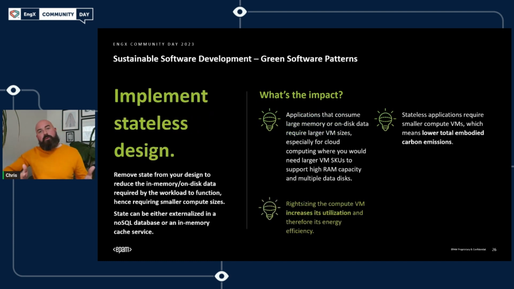Our next, a little bit more exciting and less data focused, is around stateless design. So removing state from your design to reduce that in-memory or on-disk data that's being used by the workload to function. Therefore, we'll need smaller computing sizes. So we're thinking about utilization, we're thinking about using the resources available to us. Well, if we are using a virtual machine, for example, as I mentioned at the beginning, we sometimes have lots of VMs just hanging around, aren't necessarily doing anything. Well, if we can increase its utilization, we can therefore increase its energy efficiency, and we know that that's going to then go towards reducing our carbon.